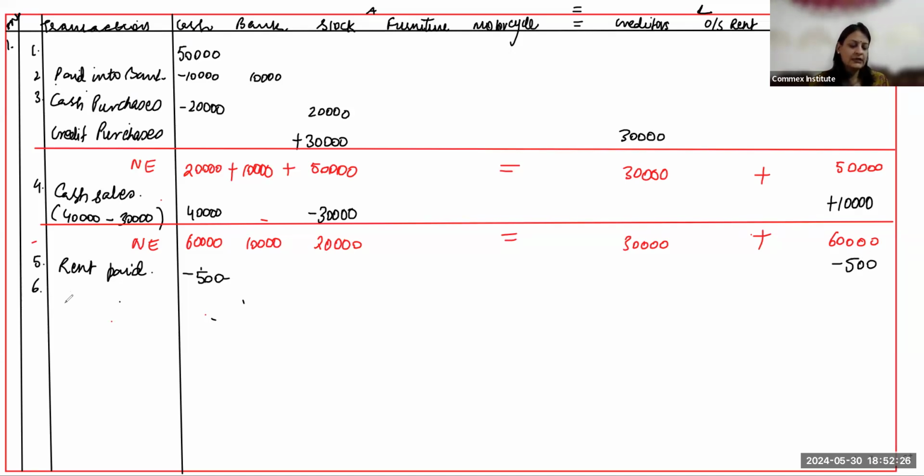And then rent outstanding. Rent outstanding means the rent which has become due. I should have paid. It is the expense of this year, but I've not paid it. It's still outstanding. So 100 will be deducted from the capital because it is the expense of this year only. And a new liability column, outstanding rent, will be created of 100. And now we are going to draw the new equation.